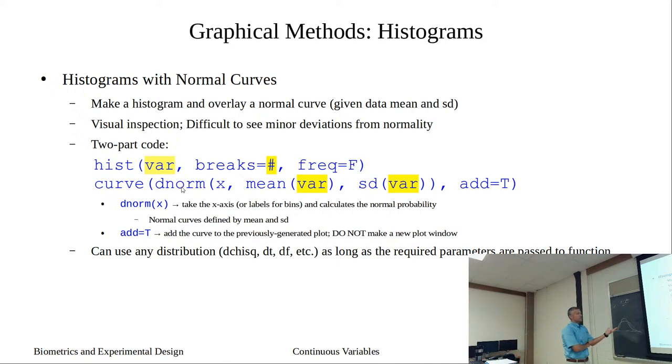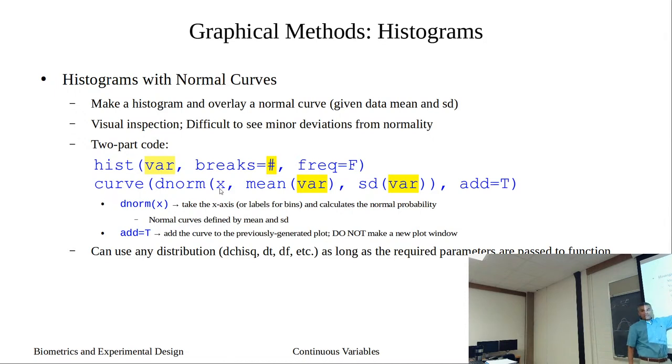So we make the histogram, and then our second line of code is curve. Curve is a function that will add a curve. What curve are we adding? We're going to add a dnorm curve. Now, I have x here, and x is there for a reason. You'll note that I did not highlight this, and that's for a reason. We don't change this.